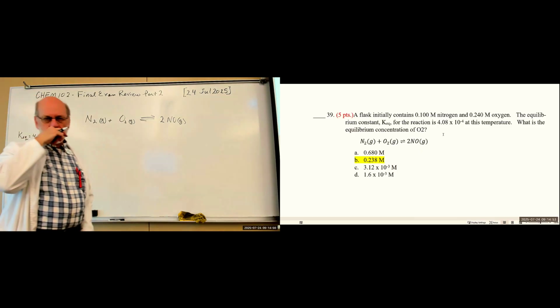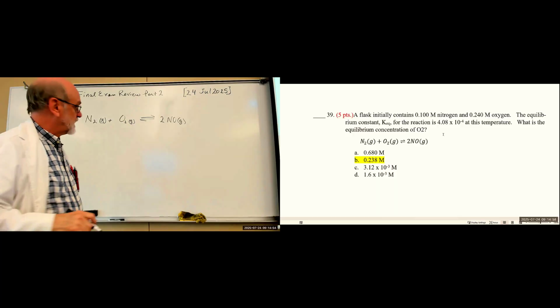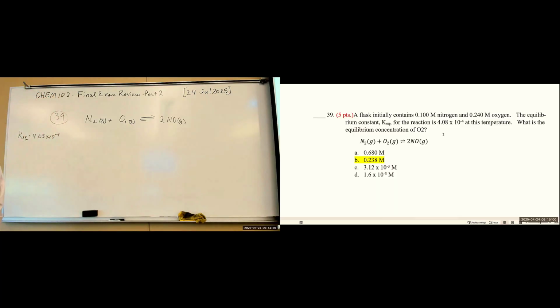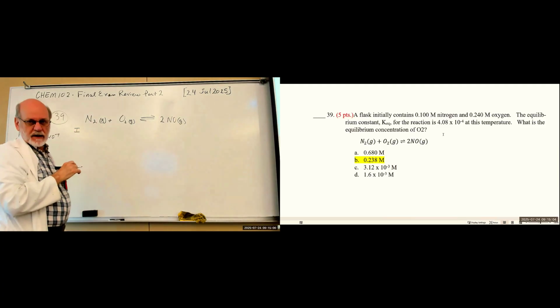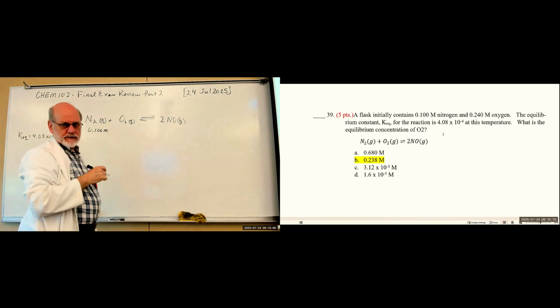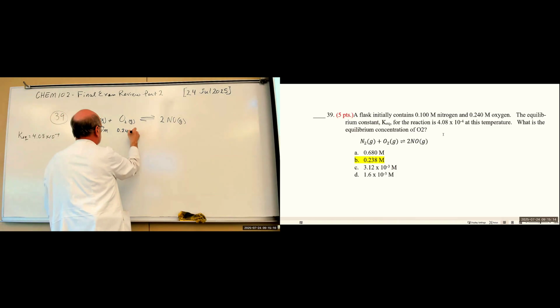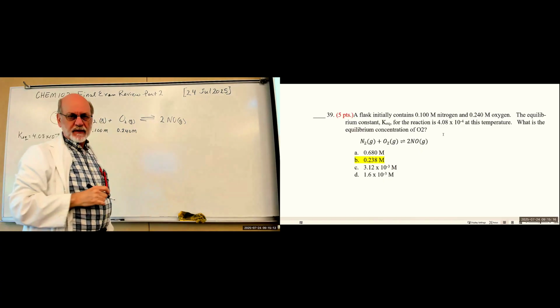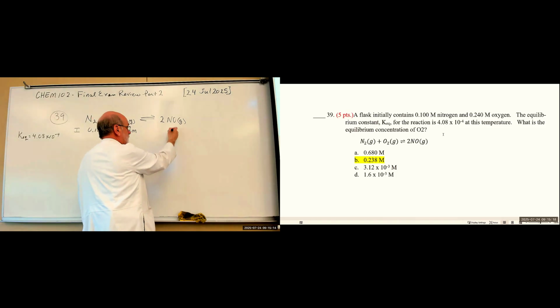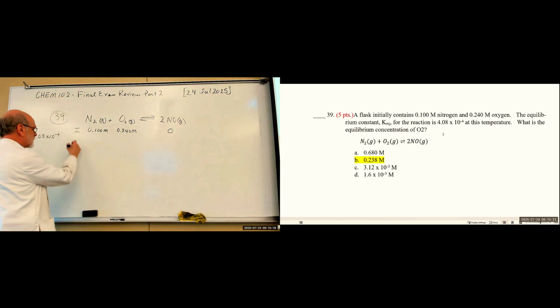And the initial concentrations of nitrogen 0.1 molar and oxygen is 0.24 molar, like that. And this one is 0. Those are starting conditions. Okay.